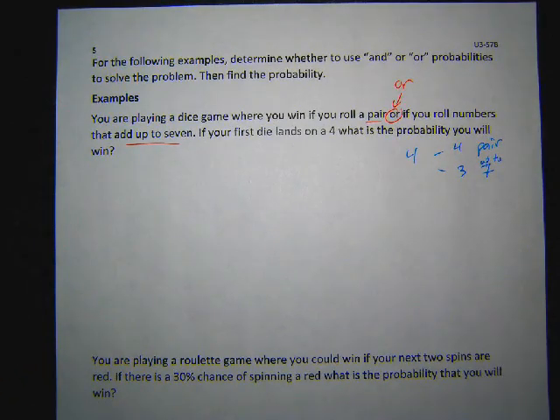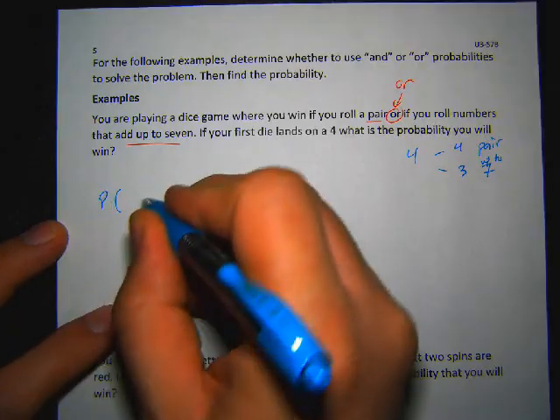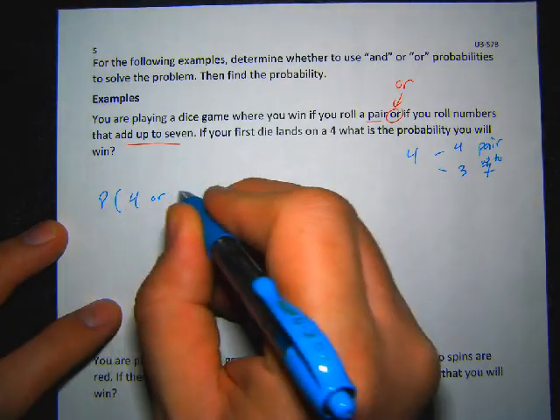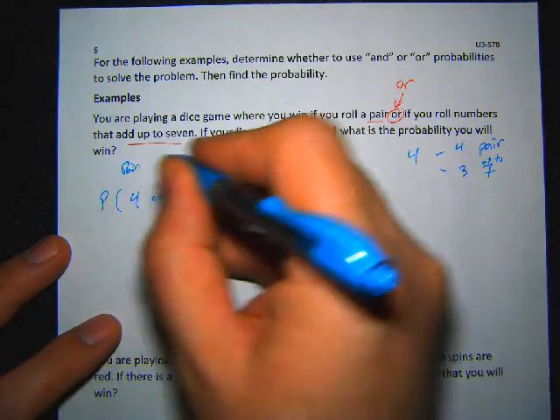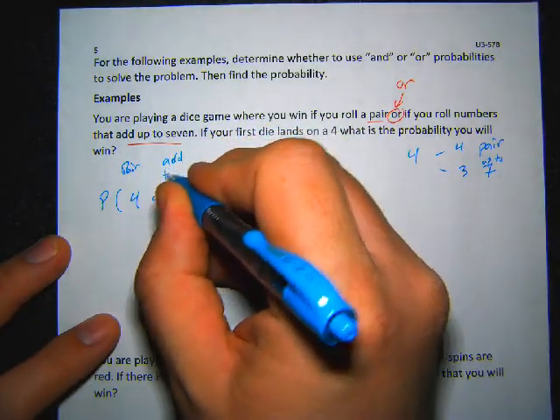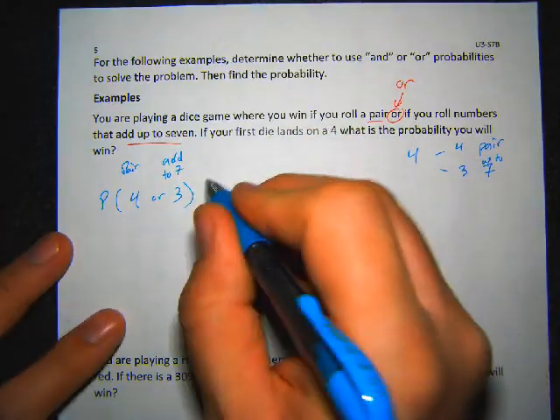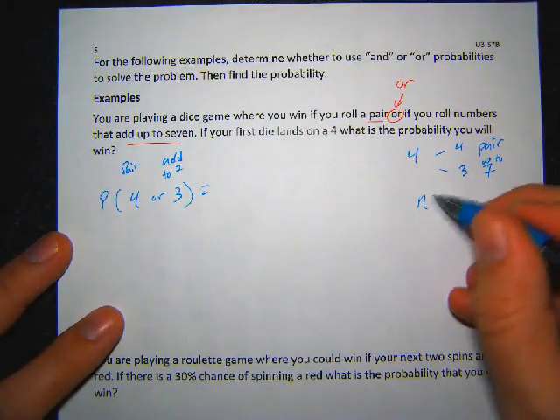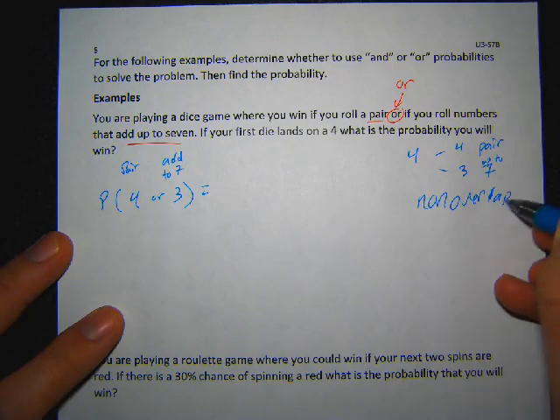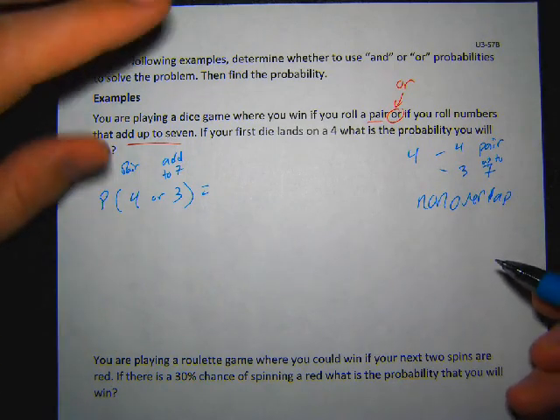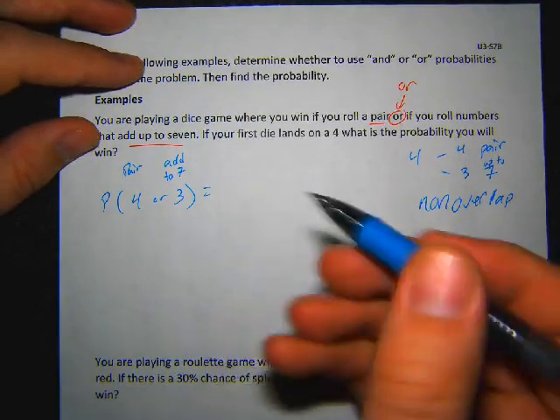So I'm really saying, what's the probability of getting a 4 or a 3? Because those are the 2 options that work, getting a pair or add to 7. Because there's no overlap, you can't get both a 4 and a 3. They're only rolling 1 die, because I already rolled their first die. Then there's no overlap, we just find the probability of each one.